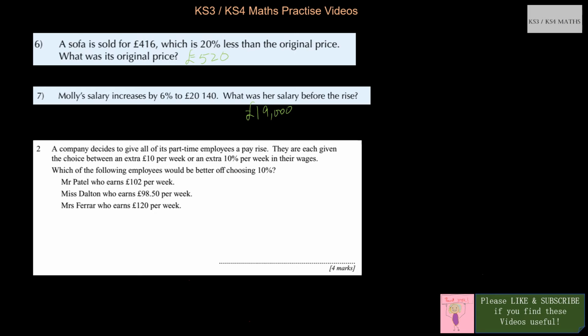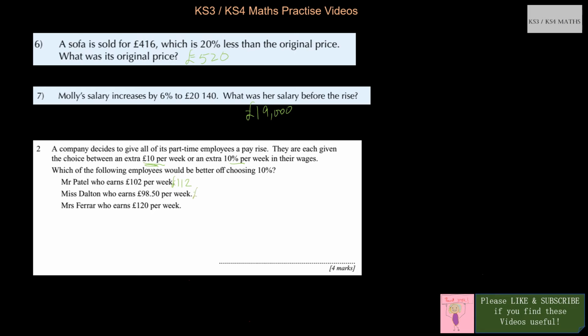So what is going on here? The way we're going to do this is we have two options and we have to find the answer for both options. So if it is only £10 per week extra, then this will become 102 plus 10, which is 112.